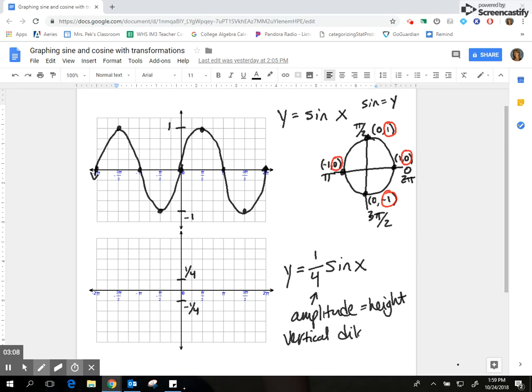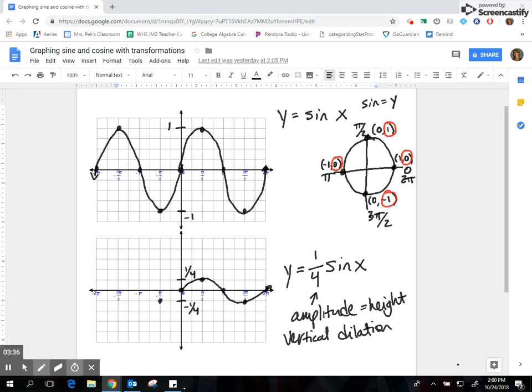And vertical dilations multiply to our y values on our function. So if I multiply 0 by 1/4, I'm still at 0. But if I multiply 1 by 1/4, I get 1/4. 0 is still 0. -1 would be -1/4. 0 is still 0. So I get a shorter function with a smaller height, only 1/4 of the original height.